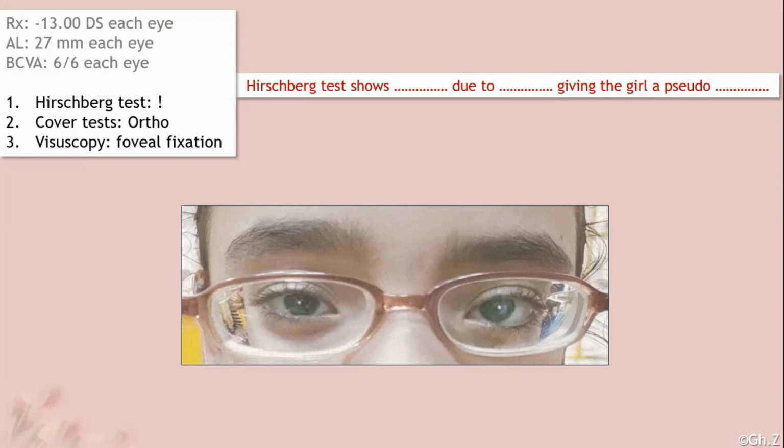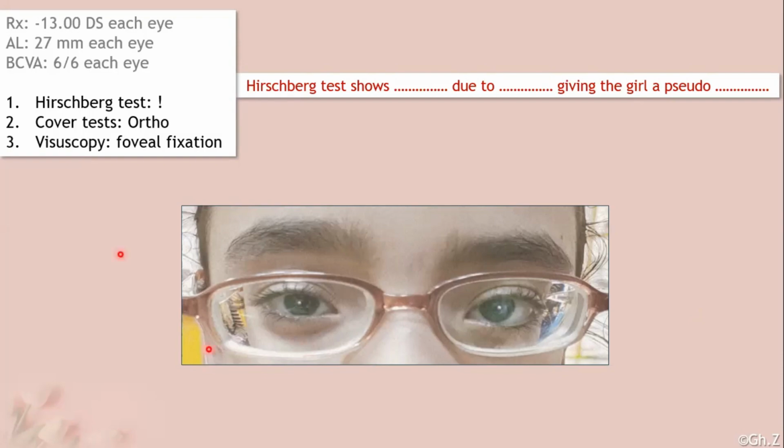So as you see, there is a photo of a girl. She's wearing glasses. So this is a question to fill in the gaps. Hirschberg test shows what, due to what, giving a girl a pseudo what? The Hirschberg reflex or the Hirschberg test shows decentration. You have to specify which kind of decentration. It's not centered in this case, it's decentered, okay? But it's not enough to say decentered. You need to say decentered temporally, all right? So temporal decentration. So this is number one.